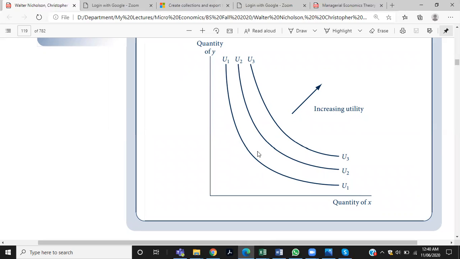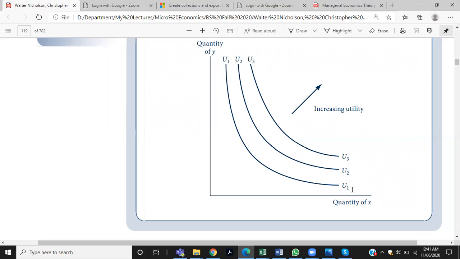One of the properties of indifference curves is that a higher indifference curve shows a higher level of satisfaction, because a higher indifference curve shows greater quantities of goods and hence more satisfaction than a lower indifference curve. U3 has more satisfaction than U2, and U2 has more satisfaction than U1.